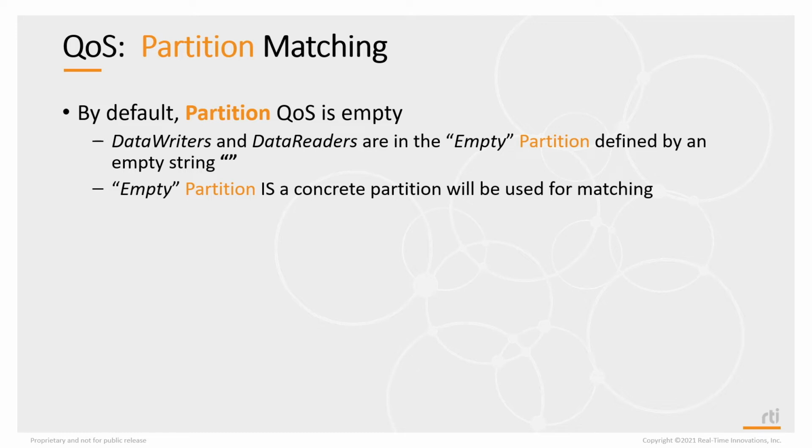Now, if you do set a partition QoS, so you set concrete values or matching filters in the partition QoS, you are changing the partitions of the data readers and data writers. That is, they are no longer in the empty partition, unless you set the empty string as one of the partitions in the partition QoS. So you can actually have the data readers and data writers still be in the quote-unquote empty partition by setting an empty string in the partition list.